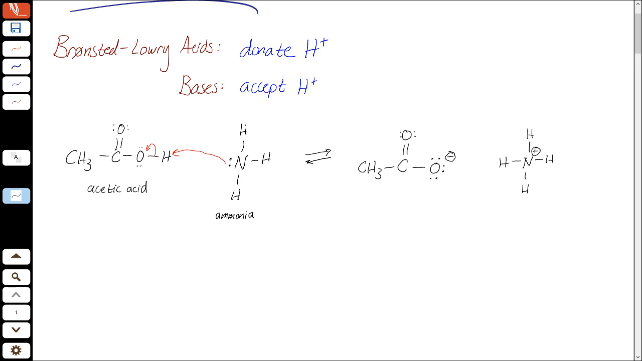Good so far? All right. So now we can make another definition, what we call conjugate acids and bases.